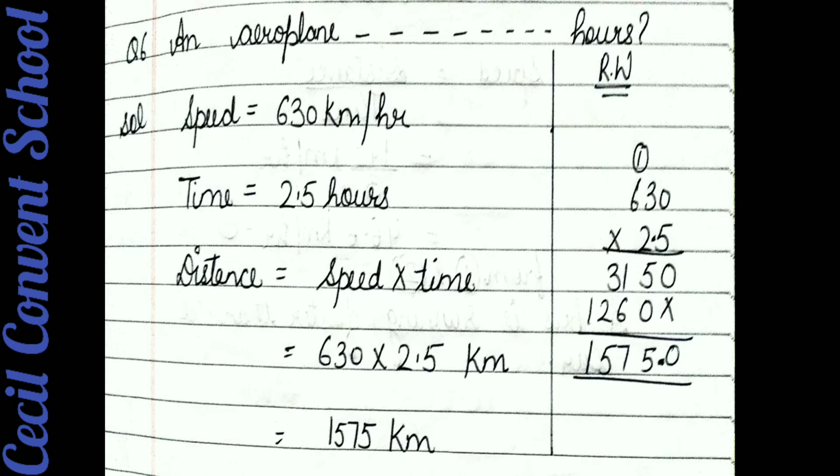So see, we will write question number 6 like this manner. Speed is equal to 630 km per hour. Then time is 2.5 hour. Then distance formula we use, speed into time. Then speed is given 630 multiplied by 2.5 km. When we multiply it, we will firstly multiply by 5.